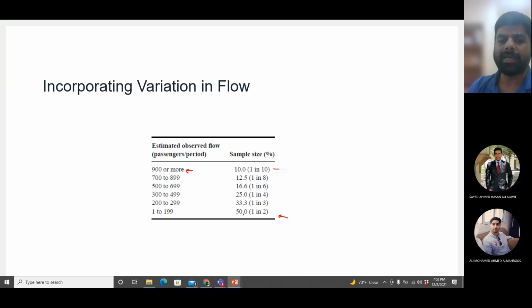So when the flow is less, in this way you can design your survey data collection. You will tell the people who are collecting data that in this hour of the day the flow is more than 900, so stop one car in every 10. In this time the flow is between 500 and 699, so stop one car in every 6 cars, and so on and so forth. So when you have variation in flow, this is how you design your study.